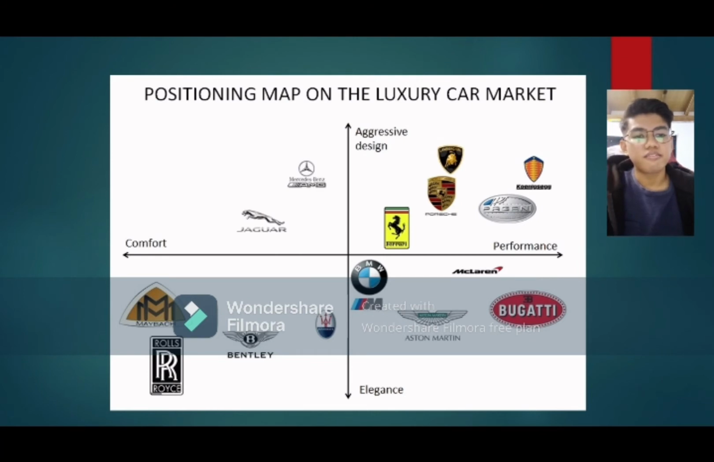elegance. It's far from the axis because of these factors, as well as Koenigsegg, which is far from the central axis because Koenigsegg does not care about comfort, but their main focus is to build a car that prioritizes performance related to aggressive design, for the purpose of performance rather than comfort.